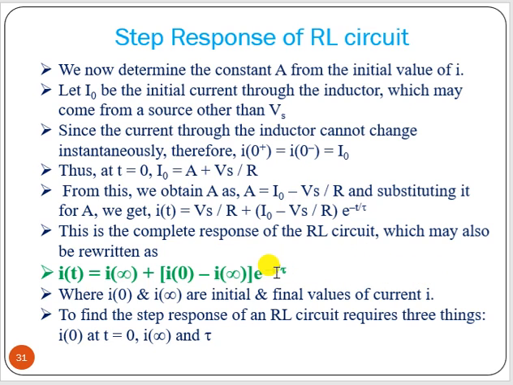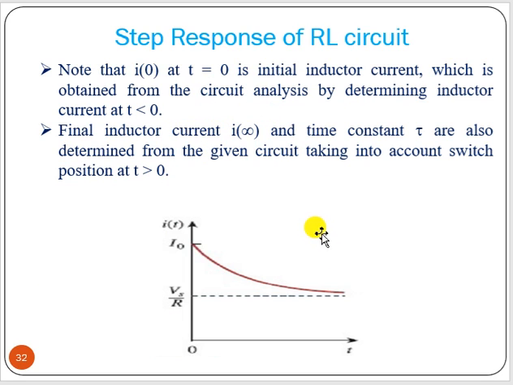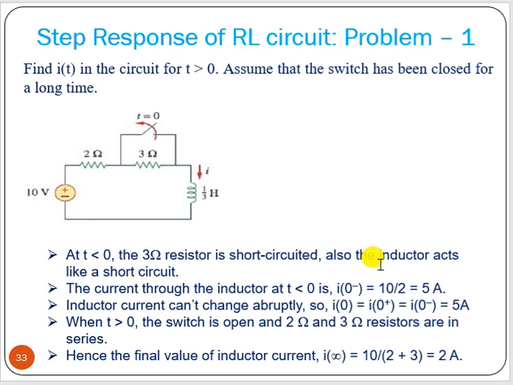So you can see that this equation is similar to the voltage equation of the RC circuit, where we have voltage here, and for the inductor we have current. That is the difference. Say this is I0 and it reaches Vs by R, exponentially. Now it can go increasing also.